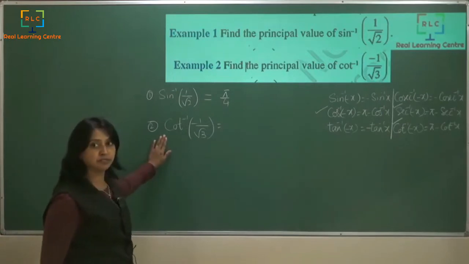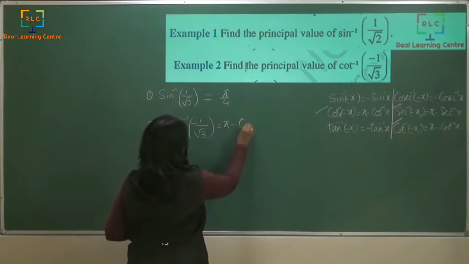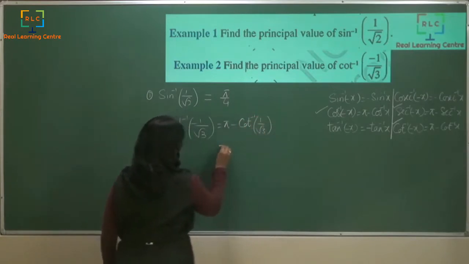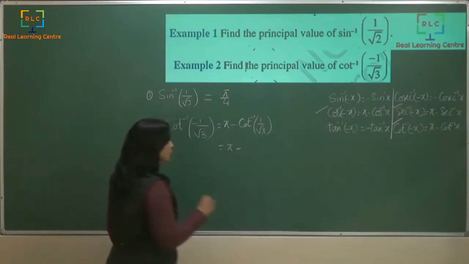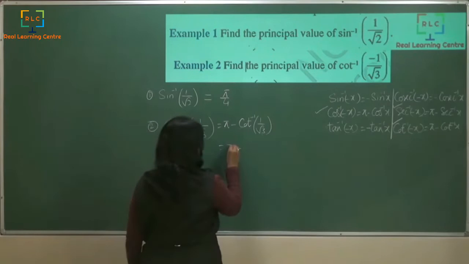We'll complete the problem. So cot inverse of minus 1 by root 3 will be pi minus cot inverse 1 by root 3, which is equal to pi minus, cot of what degree is 1 by root 3? It is 60 degrees, that is pi by 3.